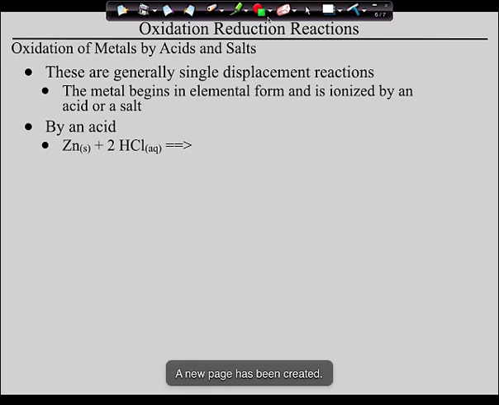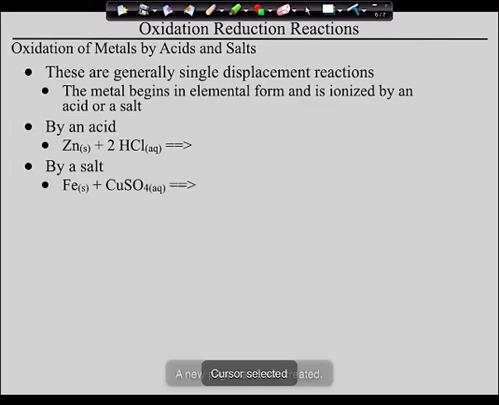Okay. So guys, let's try one more. Try this. What about the oxidation of a metal by a salt? I chose copper sulfate, copper 2 sulfate. And by the way, just to make this easier, let's say that iron goes +2. Oops. Technically, there's no way for you to answer this question as written.